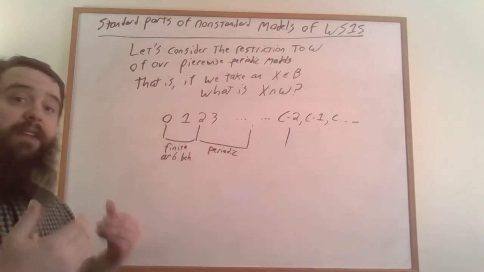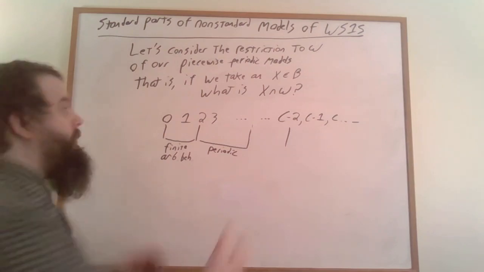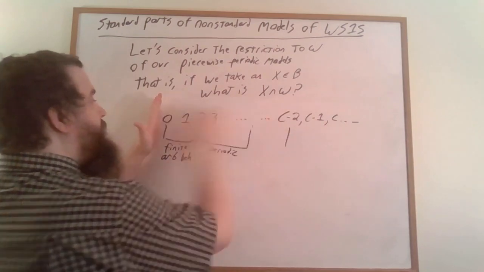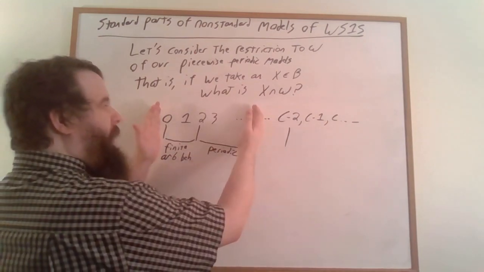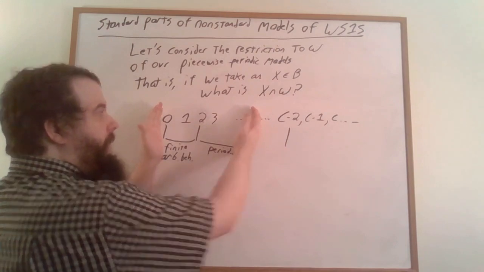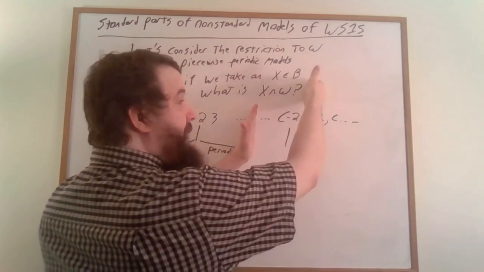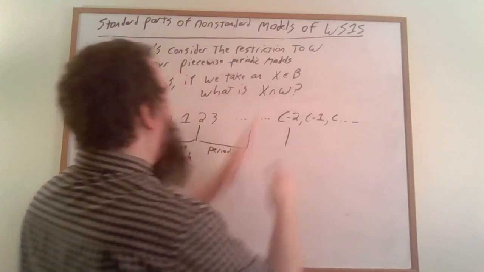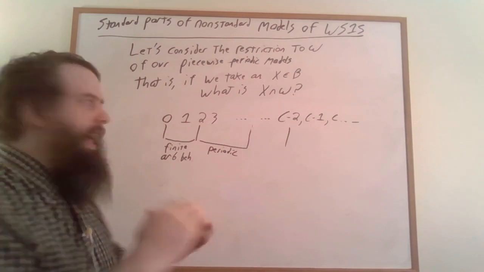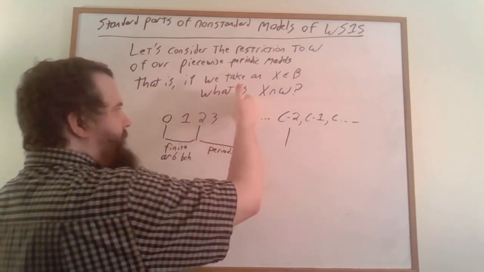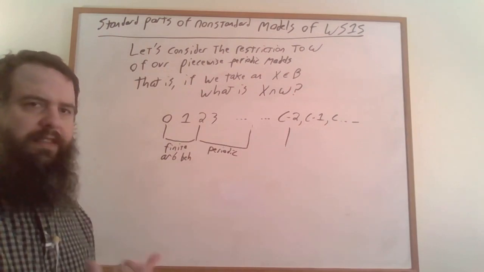Could we have a non-standard model that has a second order element that when we restrict it to omega just gives us the collection of prime numbers? Again, this couldn't be all of that second order element. It would have to continue on into the non-standard part so that it had a largest element, and there'd have to be some sort of relationship. We've seen that going into an infinite bit and coming out of an infinite bit, there has to be some sort of relationship between these sets here.